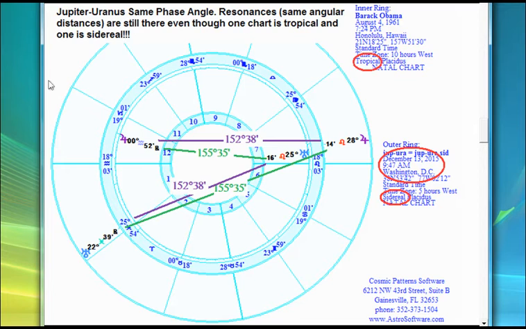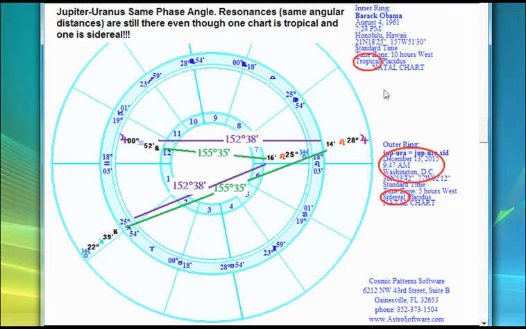The resonances, in other words, the same angular distances, are still there, even though one chart is tropical and one is sidereal. So you get a double resonance, and it doesn't matter what zodiac or what reference you use. You could make up new zodiacs. It's zodiac independent. You get these double resonances. So they're very powerful. They're, you might say, stable, no matter the perspective you use. And I've been using them for years, and I can't live without them.